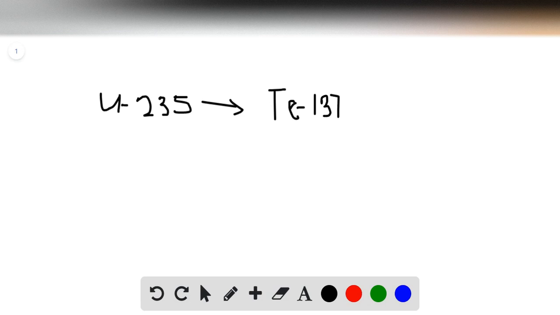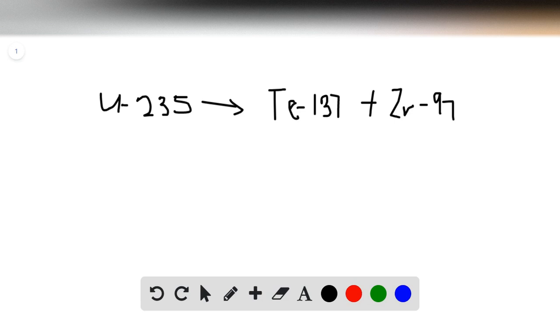Question. Write the nuclear reaction for the neutron-induced fission of uranium 235 to produce tellurium 137 and zirconium 97. And the next question says, how many neutrons are produced in the reaction?